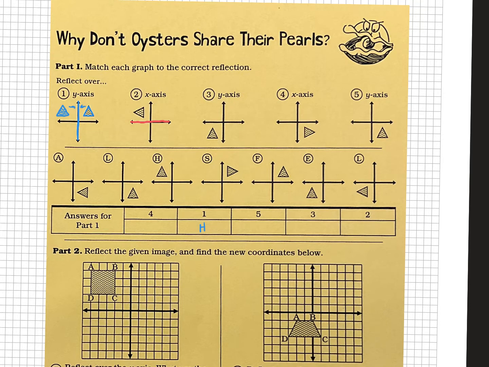Number three, we're doing the y-axis. We're going to fold it along that line. Number four, along the x-axis. And number five, along the y-axis. So in your head, can you imagine flipping the paper over?